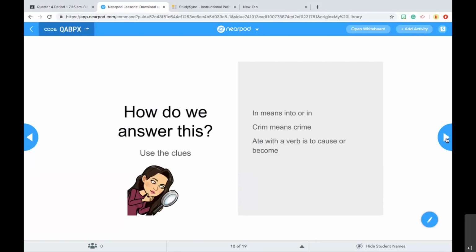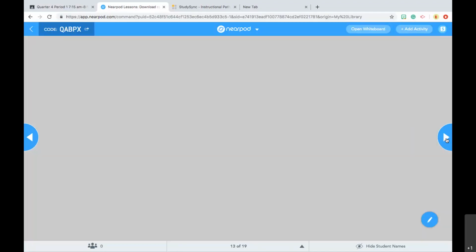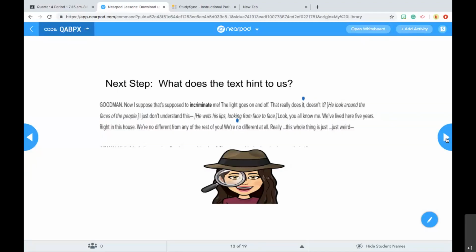So how do we answer this? We need to use our clues. In means into or in. Crim means crime. And -ate with a verb is to cause or become. So we would need to go to the text and read that within the text.